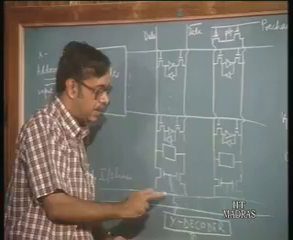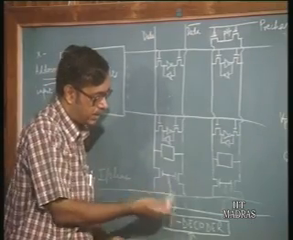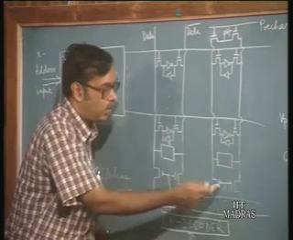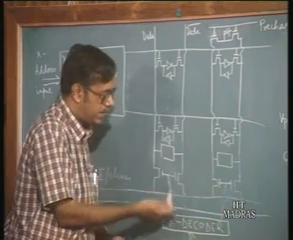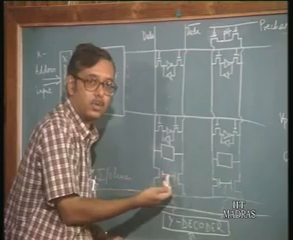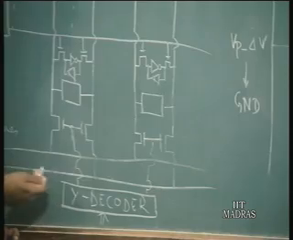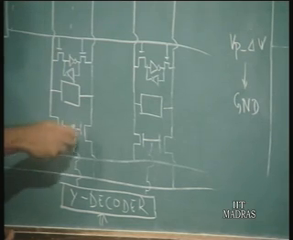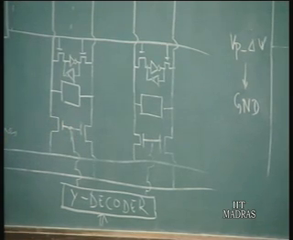Now, due to this configuration here, due to the presence of these pass transistors, the Y decoder selects only one of the columns. One column is selected, which is connected to the input output lines, and the information on that particular column only is passed on to the IO lines.